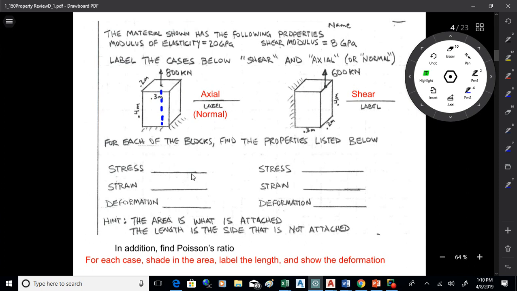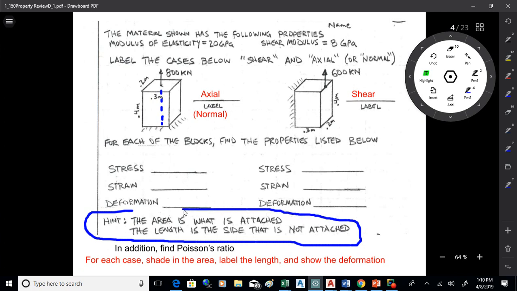Now a key thing here to help you work through this is this statement here. This is about the best way I can summarize it. The area on these problems is always what is attached. By being attached, I mean being attached to a surface, a reference plane of some sort. The side, the length, is the third dimension. It's normal to the area. So the length is the side that is not attached. For each of those blocks, shade in the area and then label the length. And then show what they would look like after those loads were applied.